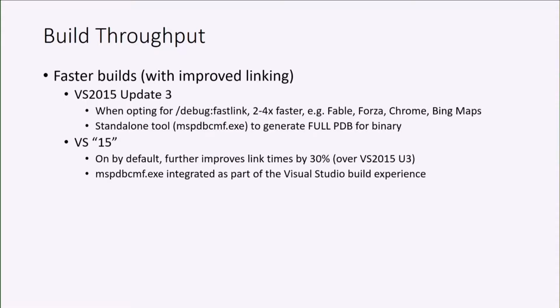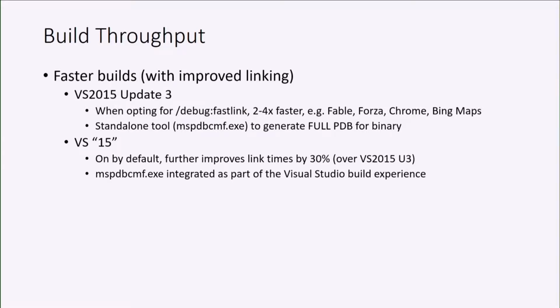And this new flag that we're talking about here, called debug:fastlink, basically provides you out of the box about 2 to 4x gains. And we've measured this across a wide series of benchmarks, including Chrome, Bitmaps, and Fable. Fable 4s are Xbox One games.